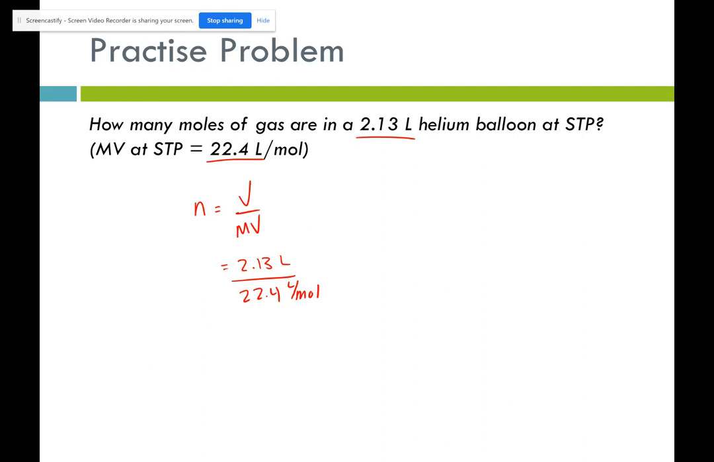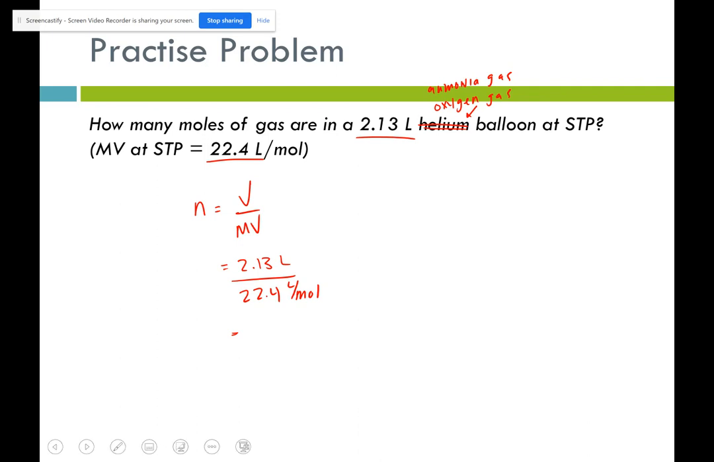Now, keep in mind, it doesn't matter if this said helium or oxygen gas or ammonia gas. It doesn't actually matter the gas as long as it's a gas. So this piece of information isn't actually even important. Any gas at STP is going to take up 22.4 liters as if it's 1 mole. So now, just like molar mass, I'm going to take this 2.13 and divide it by 22.4.